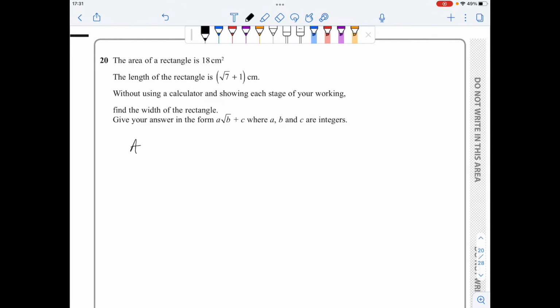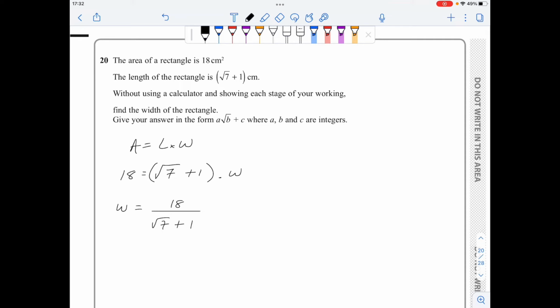The area of a rectangle is given by the formula length times width. In our case, 18 equals (square root of 7 plus 1) times width. So my width is equal to 18 over (square root of 7 plus 1).